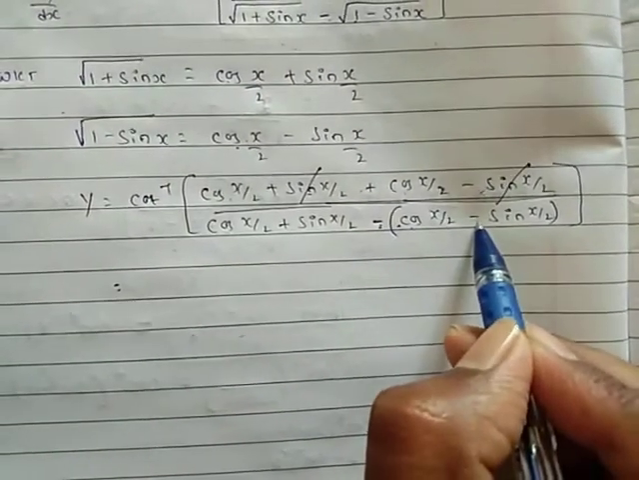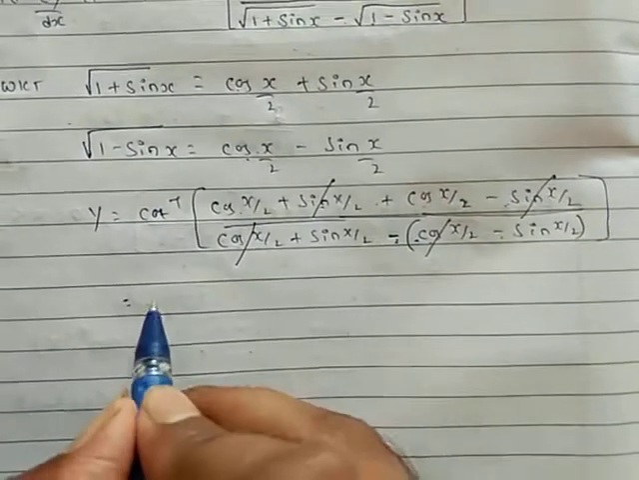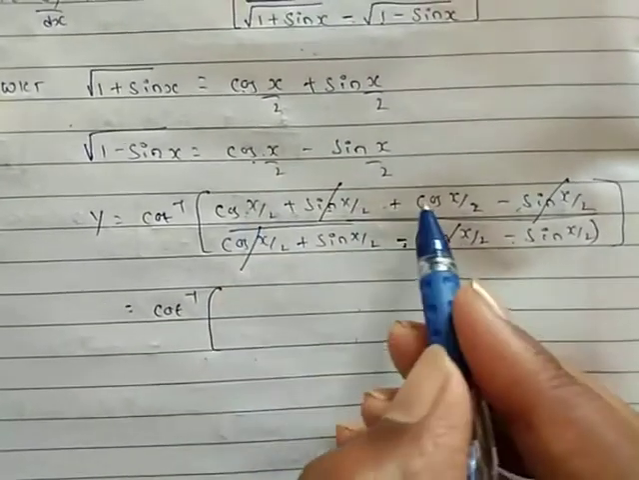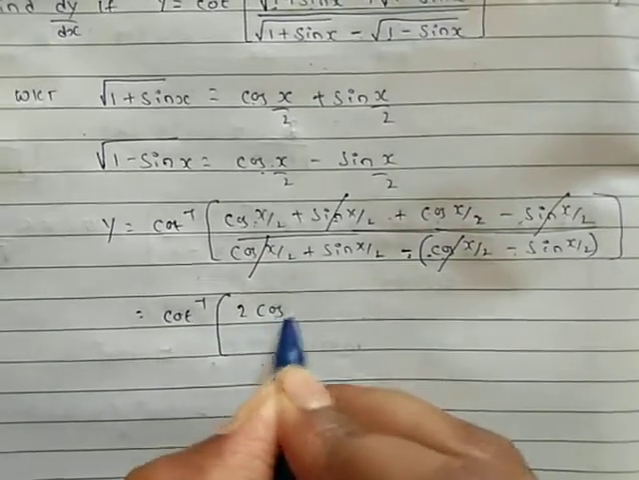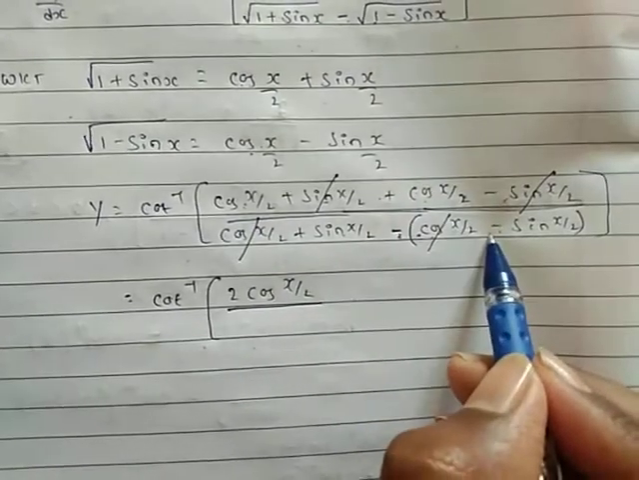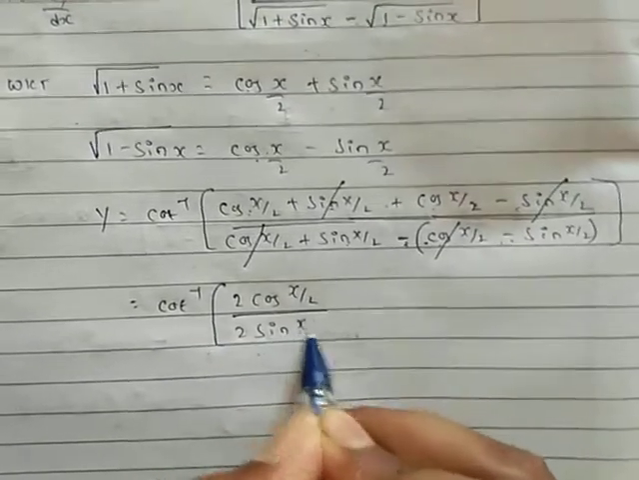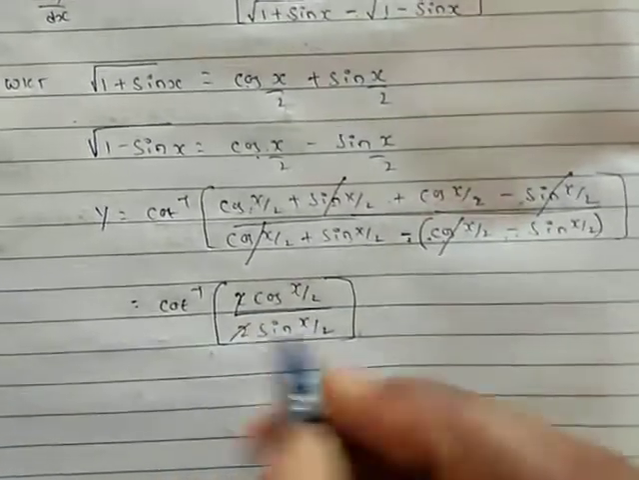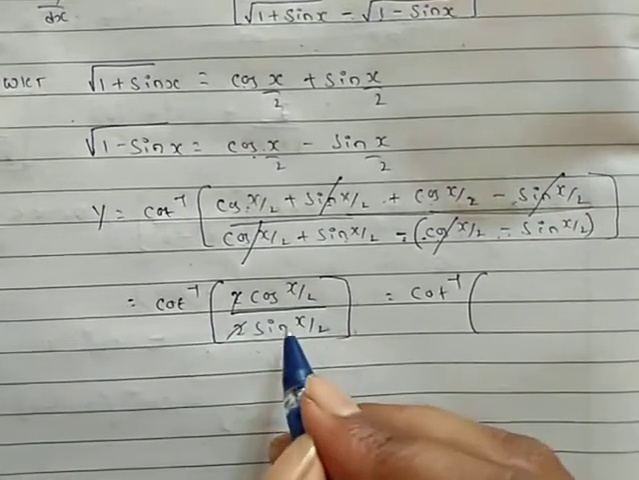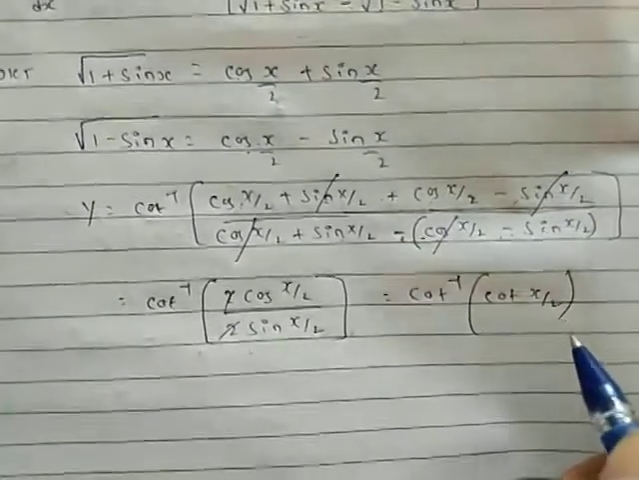So minus into minus is going to be plus. So minus cos x by 2 plus cos x by 2 cancel here. So we are reducing the function as cot inverse of cos x by 2 plus cos x by 2, that is 2 cos x by 2, divided by sin x by 2. So minus into minus is going to be plus. So sin x by 2 plus sin x by 2 is 2 sin x by 2. So 2 cancels here. So the remaining thing is cot inverse of cos of x by 2 divided by sin of x by 2, which is nothing but cot of x by 2.